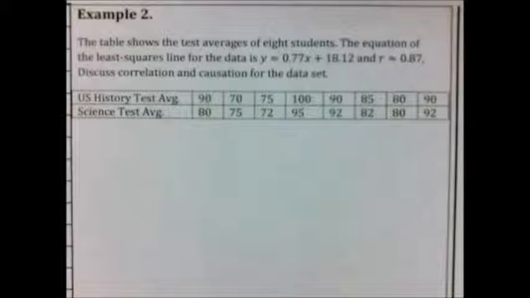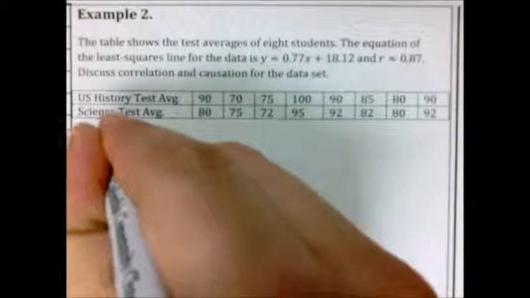Okay, example 2 says there's a table that shows the test averages of 8 students. The equation of the least squares line for the data is y approximately equals 0.77x plus 18.12, and r, our correlation coefficient, is 0.87. All we have to do for this is discuss the correlation and causation for the data set.